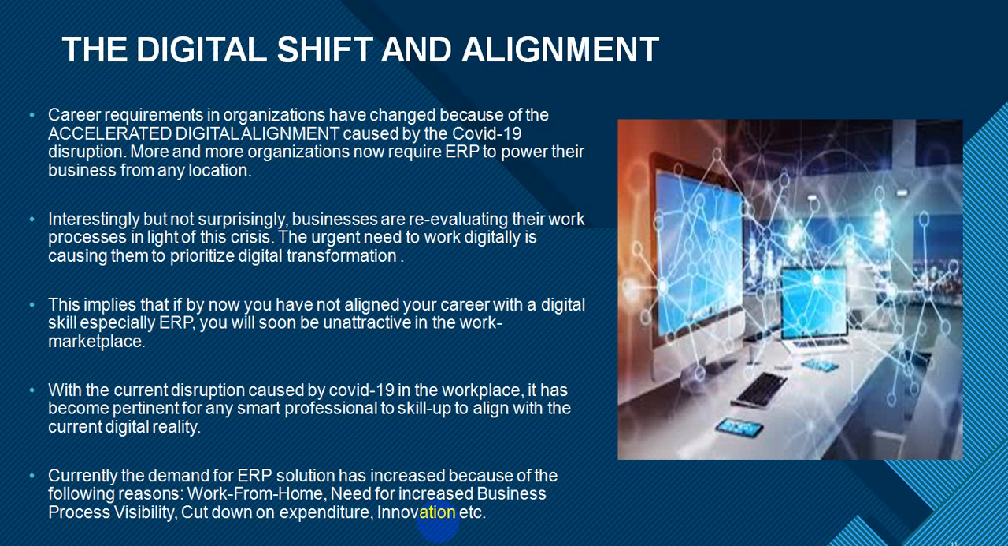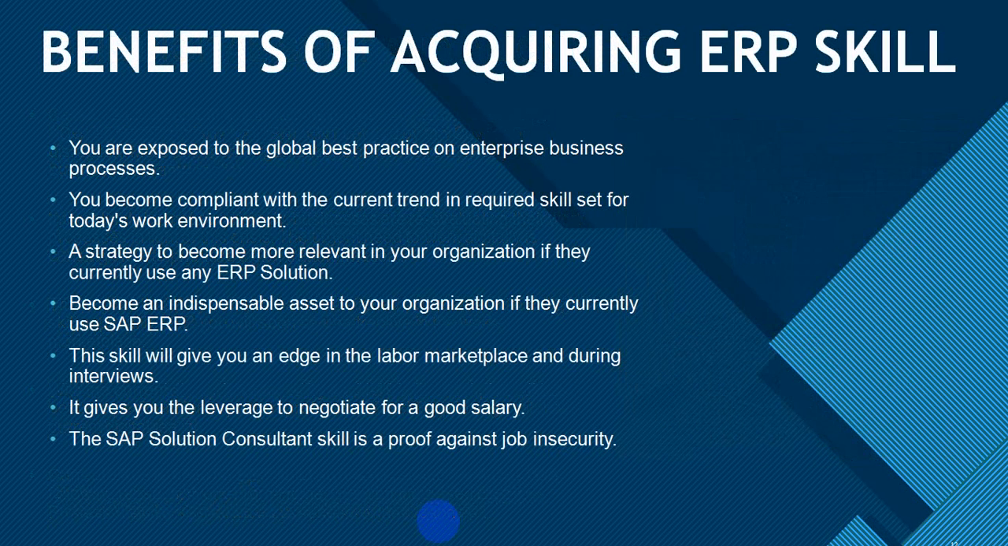They lost their job. So successful people don't do things when it is convenient. That's why they are successful. If it was always convenient to be successful, everybody would have been successful. Successful people are those who do things when it is not even convenient. So step up your game and be at the top. Currently, the demand for ERP solutions has increased because of the following reasons: work from home, need for increased business process visibility, cut down on expenditure, innovation.